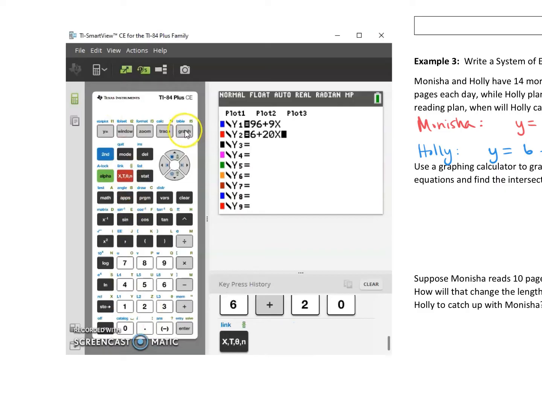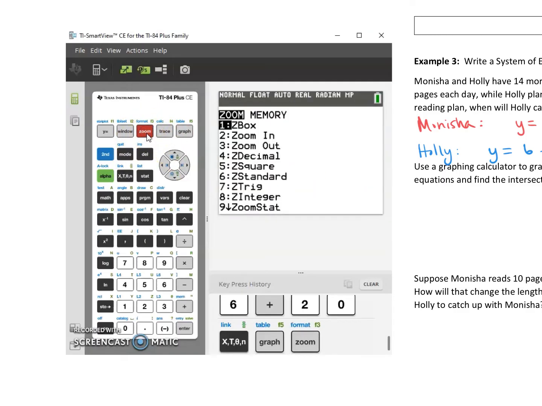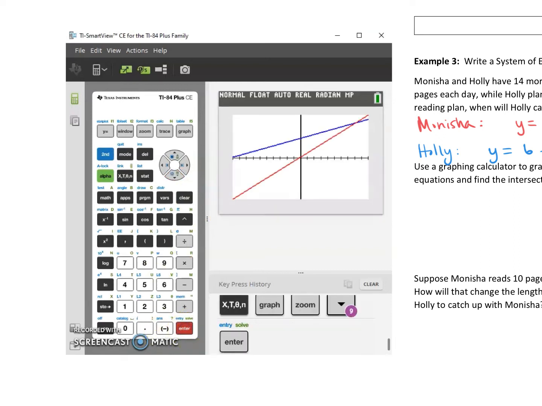And then I'm going to hit graph, and we're going to see if we can find the intersection point from our two equations. So clearly, my window is not set very well for where these two lines are crossing. I think this is Monisha's equation, this is Holly's equation. So we're going to go to Zoom. I'm going to scroll down to, sometimes this doesn't always work nicely, but I think it'll work nicely here, this Zoom Fit. If I hit Enter, it's going to fit my window a little bit better for the two equations that I typed into the y equals.